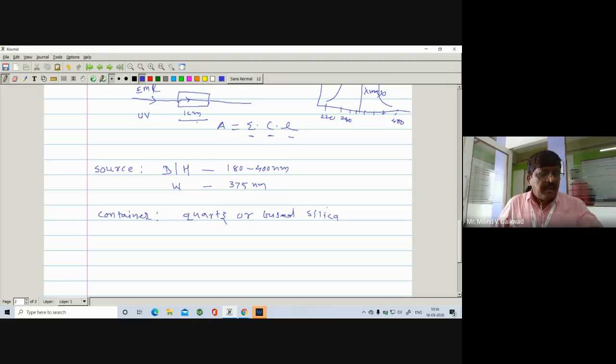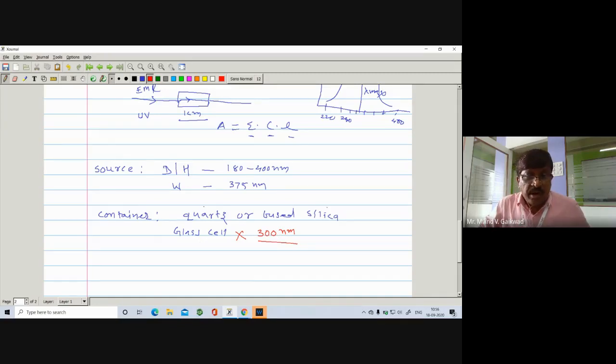One centimeter path length, right? And in this case, we are not using a glass cell. In UV spectroscopy, we are not using the glass cell. They may ask why we don't use the glass cell in UV spectroscopy. Because with a glass cell, we get absorption at around 300 nanometer, which is in the range of 200 to 400.